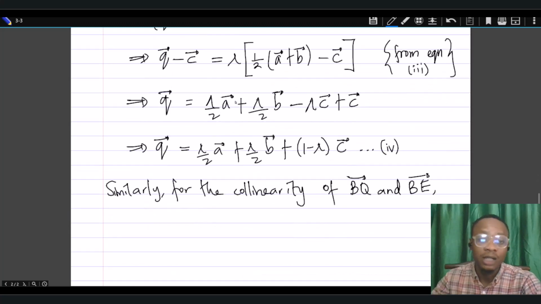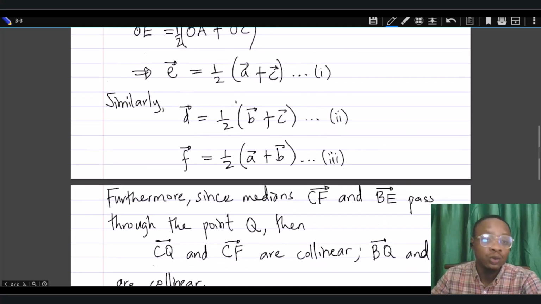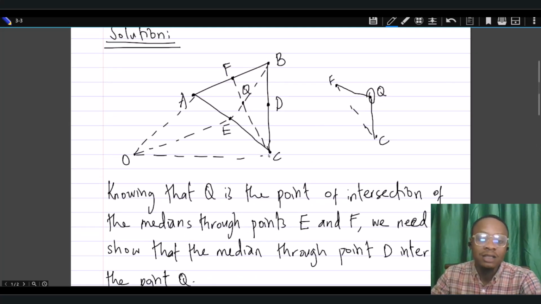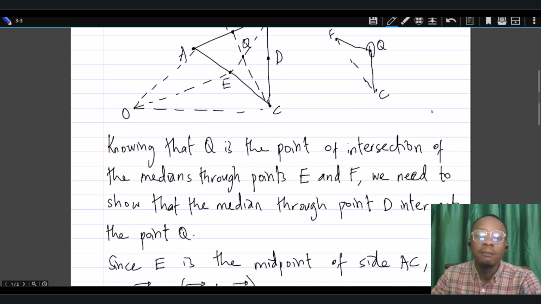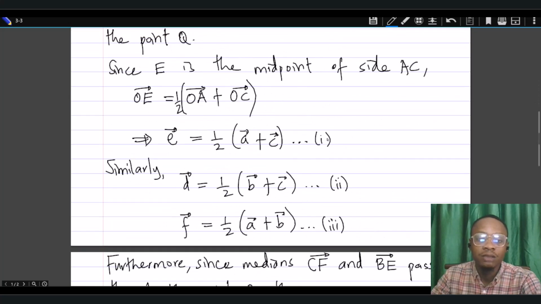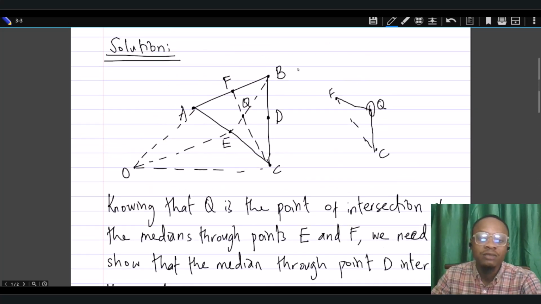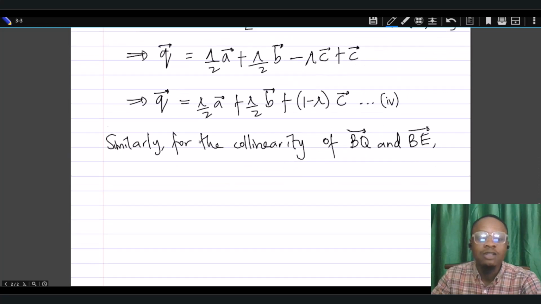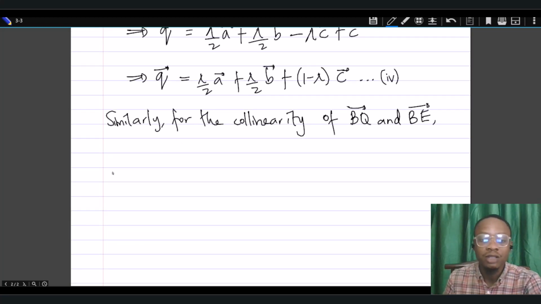But we cannot use lambda now because we are not sure. There is no information supplied here that tells us that it is as far from this point to this point as this is from this point to this point. So we don't know that ratio yet. We don't know how big BQ is relative to QE. So we cannot use lambda like we used up here. We just use something else.